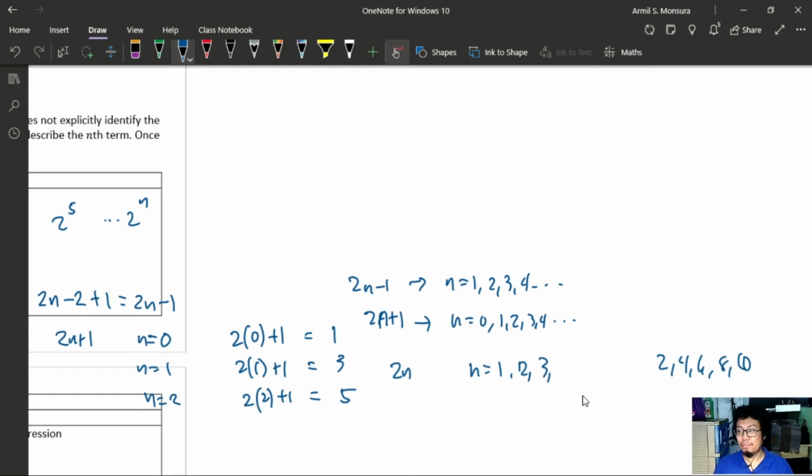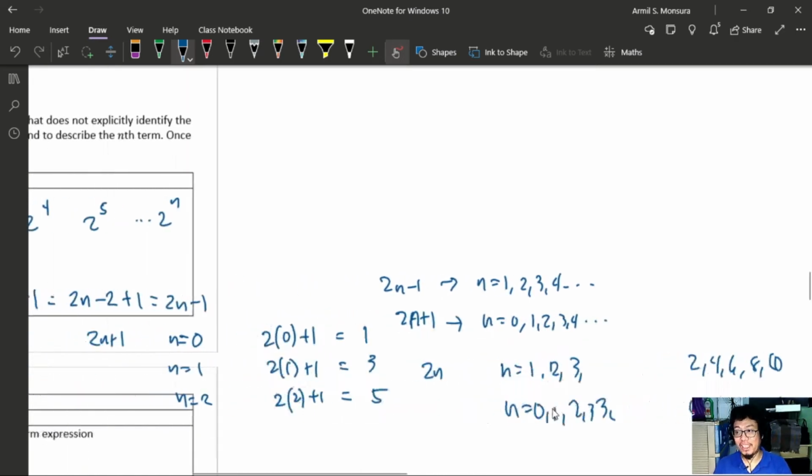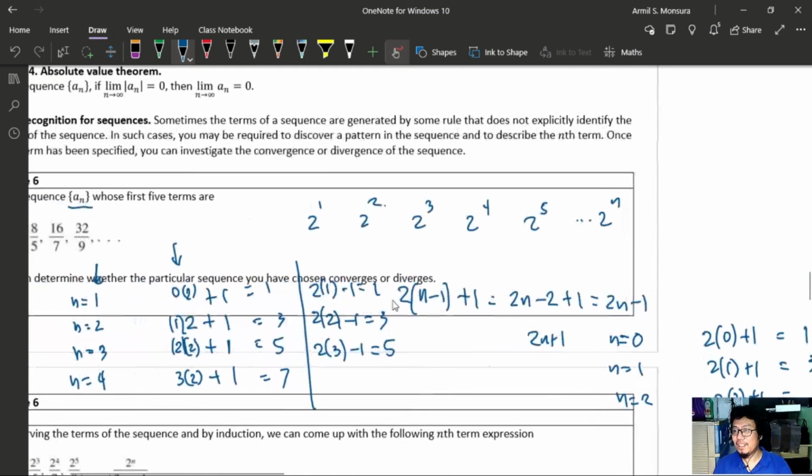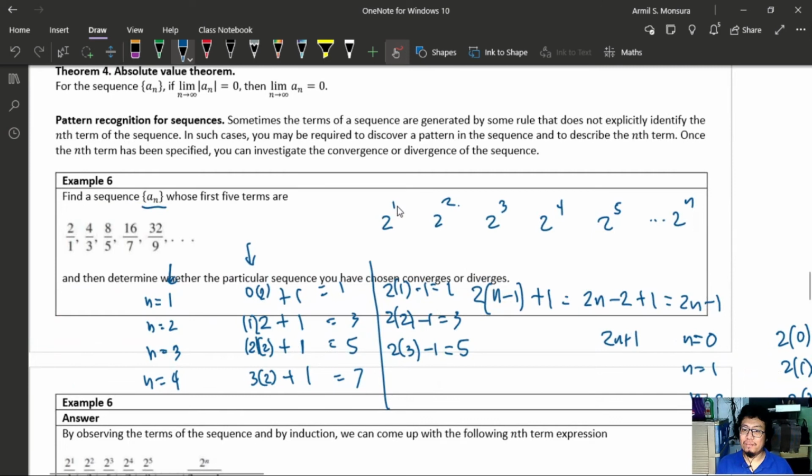But it can also generate the sequence 0, 2, 4, 6, 8, 10, and so on, if you have your n equals 0, 1, 2, 3, and so on. So there are various ways of generating even numbers and odd numbers, but we have to be consistent. In this case, I am starting my n with 1, so I have to generate odd numbers that start with n equals 1.